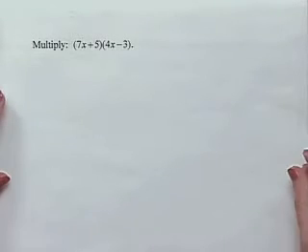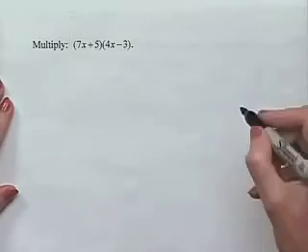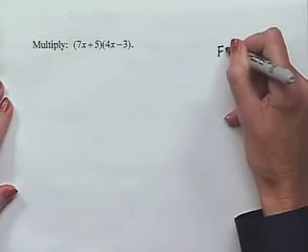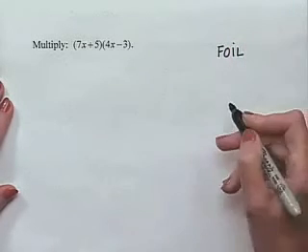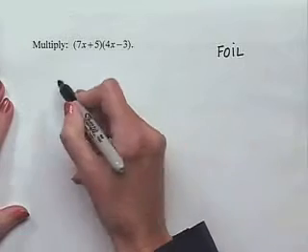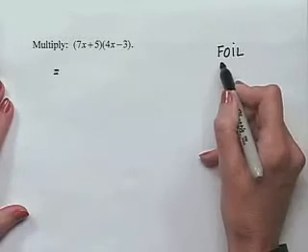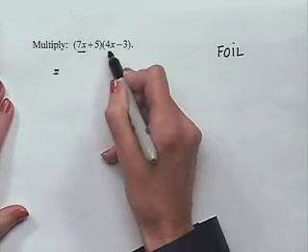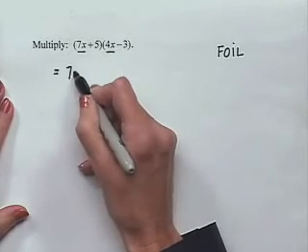Here's another example where we're going to use our FOIL method. We want to multiply 7x plus 5 times 4x minus 3. Again, let's recall FOIL when we're multiplying two binomial expressions: first, outer, inner, last. So we're going to start off with our first terms. We have 7x multiplied times 4x.